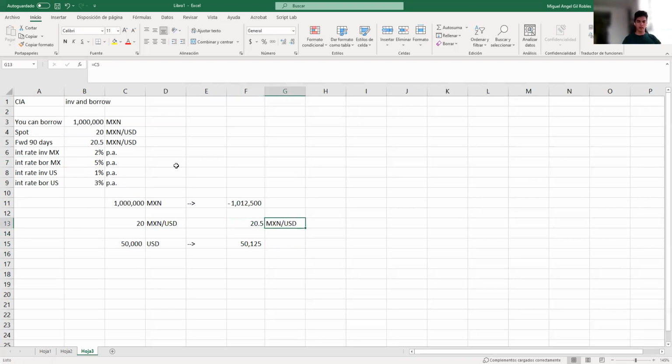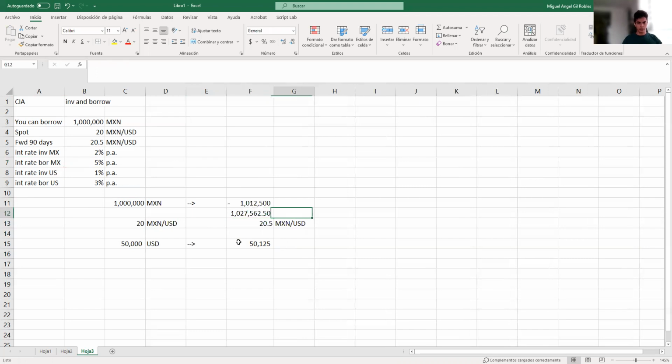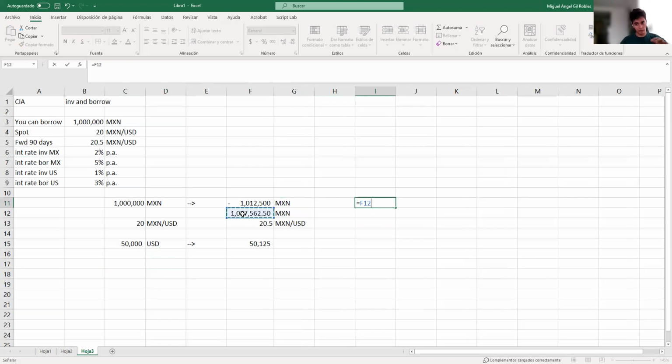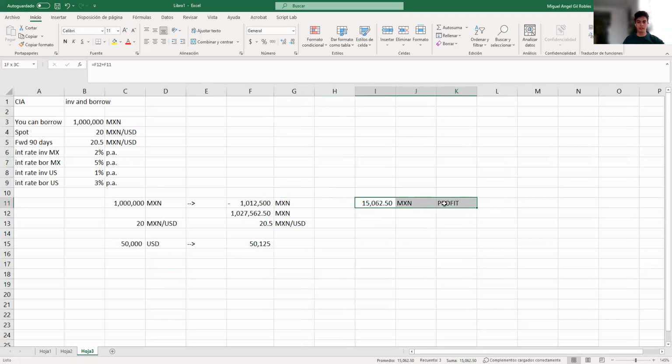Here it's very easy. I don't have two forwards. I only need to multiply this times this. This is pesos. And finally, what I have been doing, I can do it right here. In this case, it's not minus because I already have the difference. So this plus this, and the difference is 15,000. This is pesos, and this is profit. Okay? That's how you finish with this exercise.